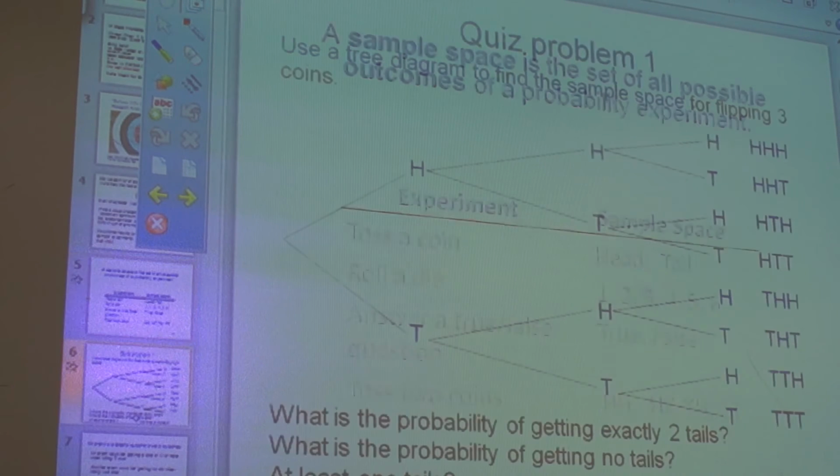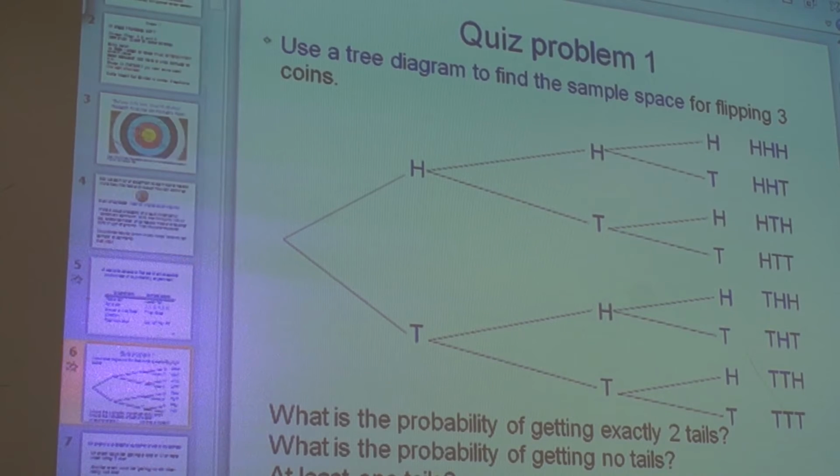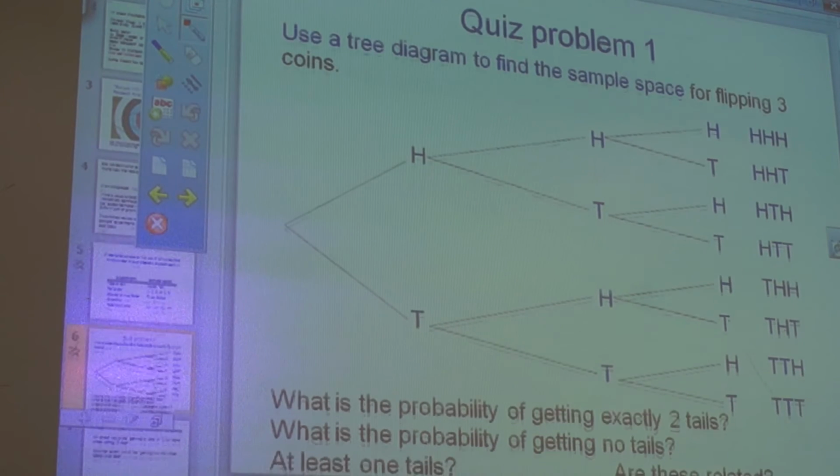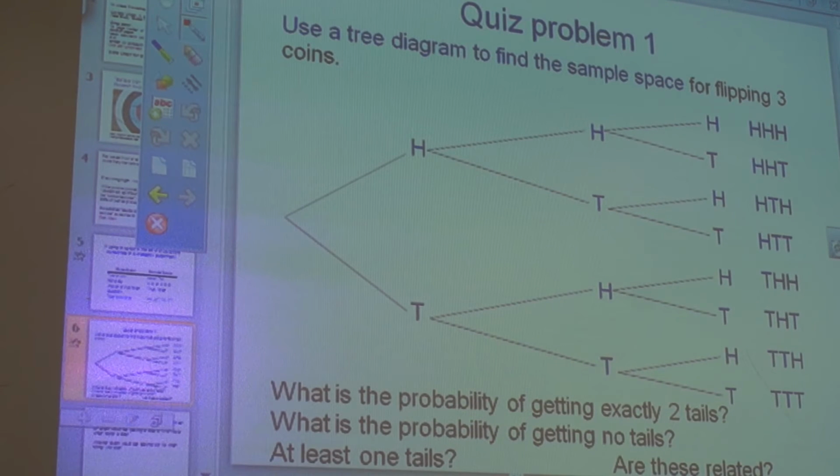So let's take a look at quiz number 1. This is what it should look like. This is your sample space over here. Right, that's your sample space. Good. So I'm going to check your answers.